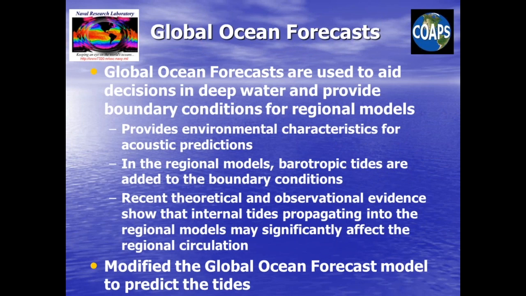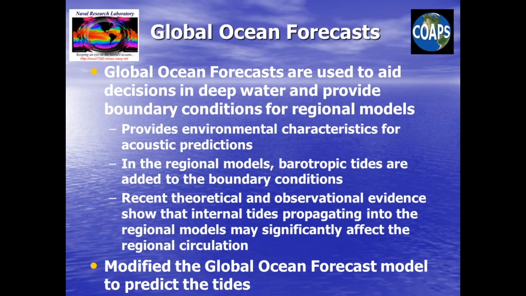And these forecasts are then used by the Navy for decision aids, so things that we don't normally think about, when they want to go launch an exercise or whatever. They're used to predict the acoustic properties in the ocean for finding submarines and things like that. And they're also used to provide boundary conditions for regional models.